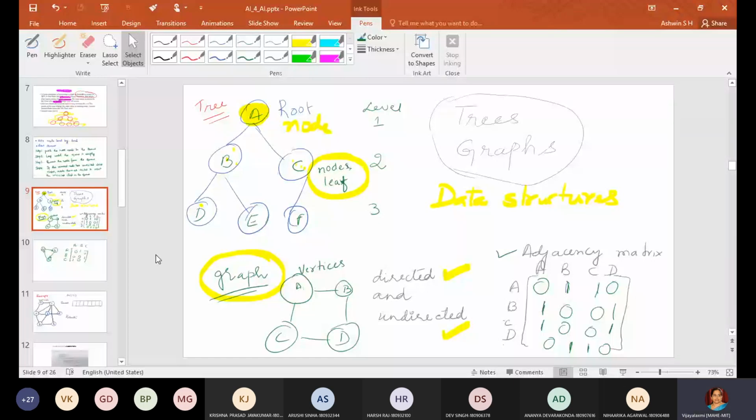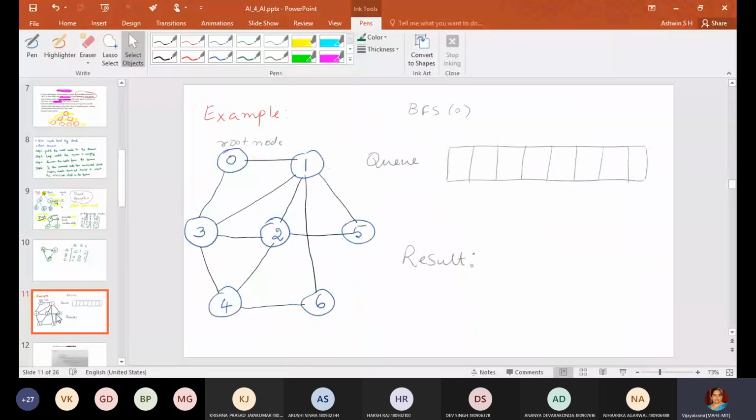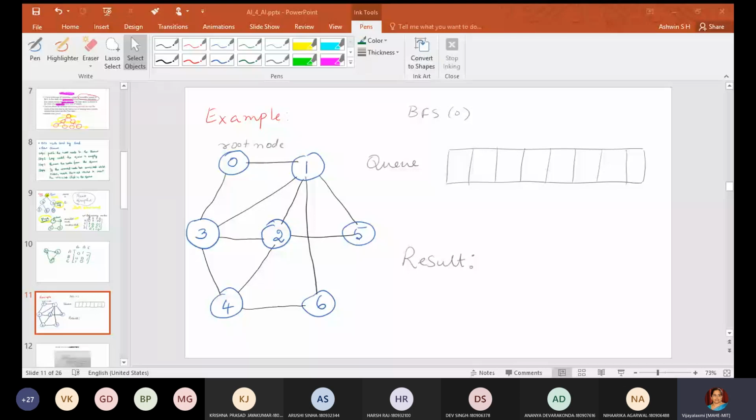Now I'll go to the next slide. I'll take one example and explain BFS. I hope all of you are here. Let me see what the class count is now. Only 37. Okay. So only 37 students are there. I don't know about the other students.